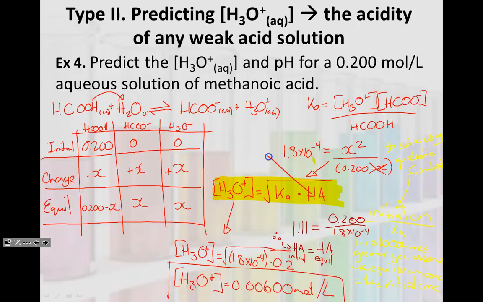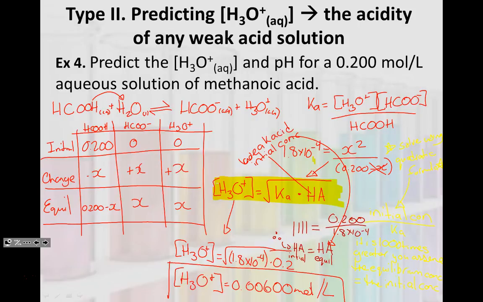Sorry, HA is the concentration. HA just means the weak acid. And it's the initial concentration, because that is from here, right? The initial concentration equals the equilibrium concentration because it's greater than 1,000.